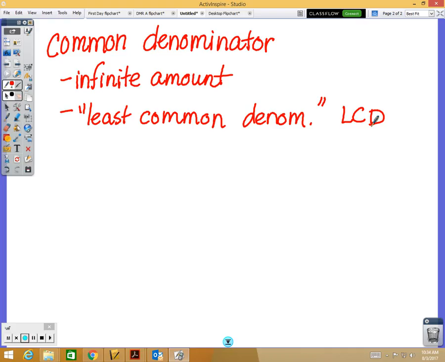There's actually another name for the LCD. Do you know what that is? The LCM. So what does LCM stand for? Least common multiple.